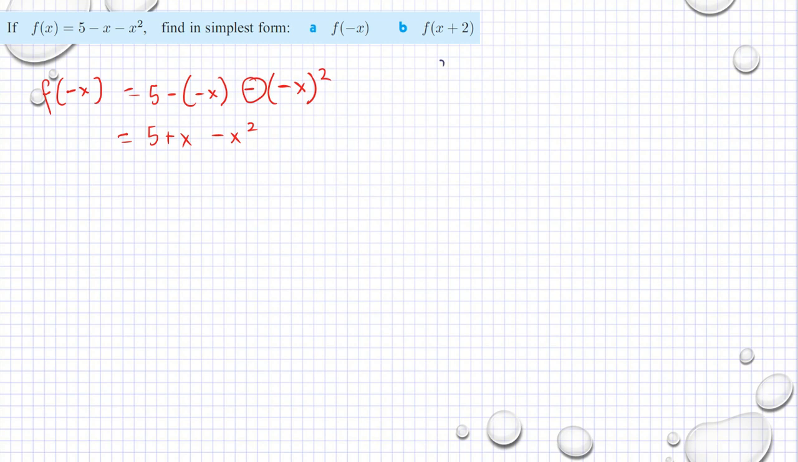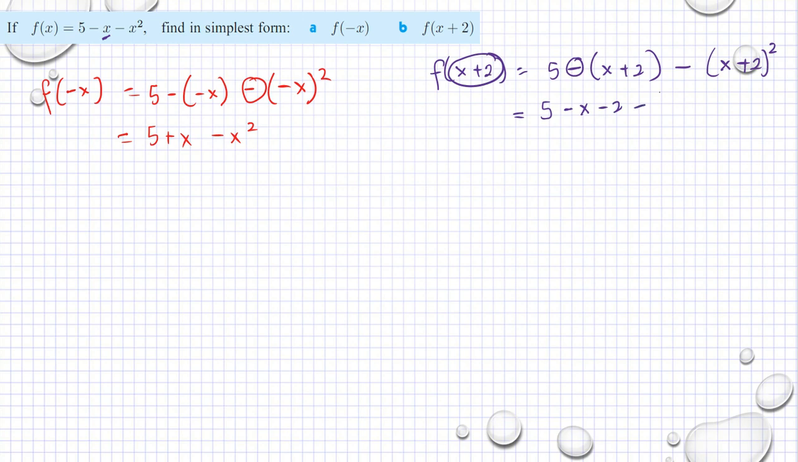For b, we have f of x plus 2 is equal to 5 subtracted by x, where x is now x plus 2. This whole value is the value of our x, subtracted by x plus 2 squared. Then we move things outside. We have 5 minus x minus 2, multiplying the negative outside, and then we have negative. The square of this binomial is x squared plus 4x plus 4. Simplifying, we have 5 minus x minus 2 minus x squared minus 4x minus 4.